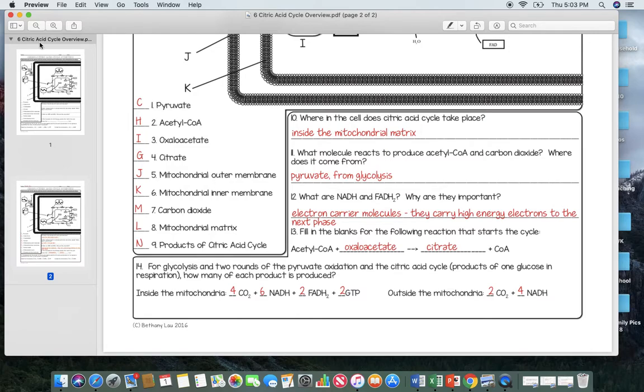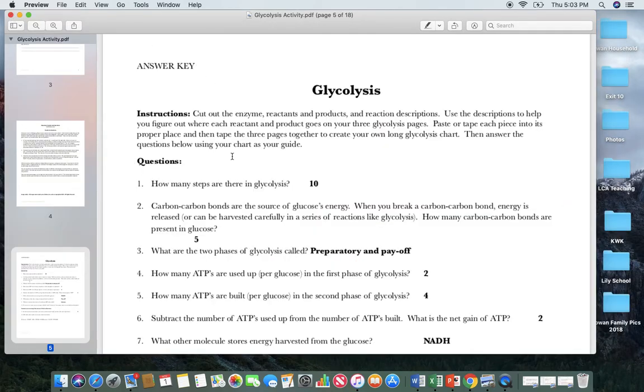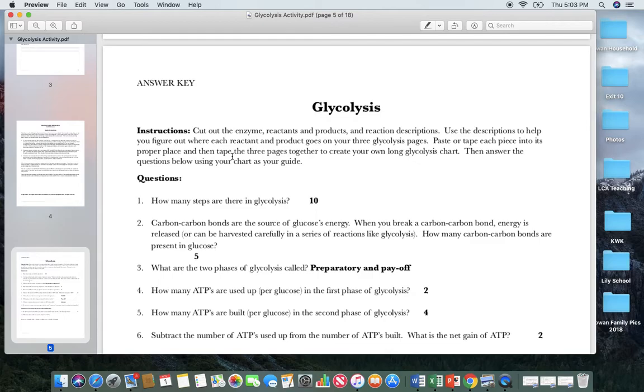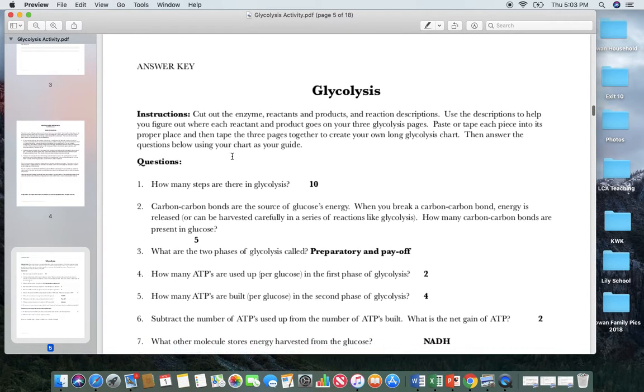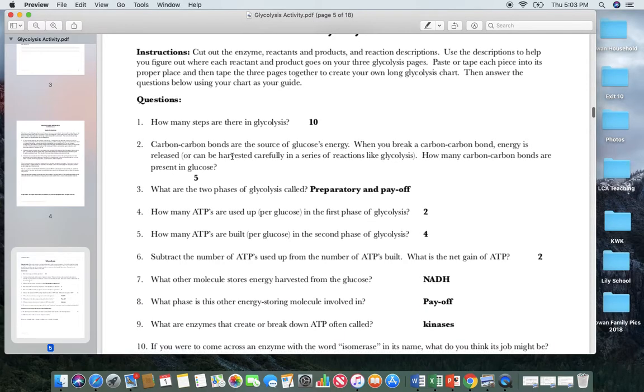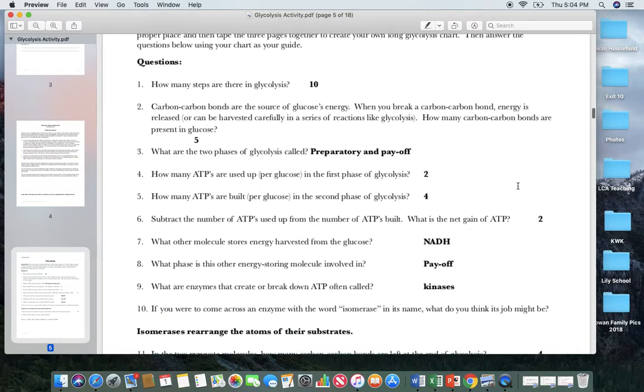Okay, moving on. You did a glycolysis activity. Let's go through this. To answer the questions, how many steps are there in glycolysis? 10. The carbon-carbon bonds are the source of glucose's energy. When you break a carbon-carbon bond, energy is released. How many carbon-carbon bonds are present in glucose? There are 5. Remember, there's 6 carbons, but there's only 5 bonds between the carbons, so there's 5 bonds to break.